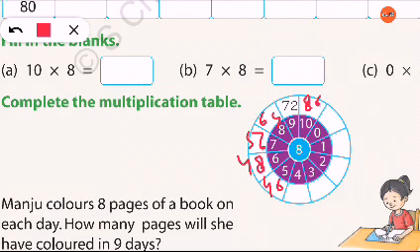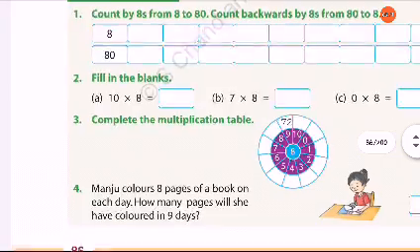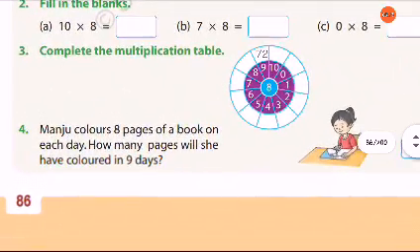So your table is done. Do it just like this. Make the circle and write the numbers in the given blanks. Same as it is, you have to do this question. Now we are going to start the next question.